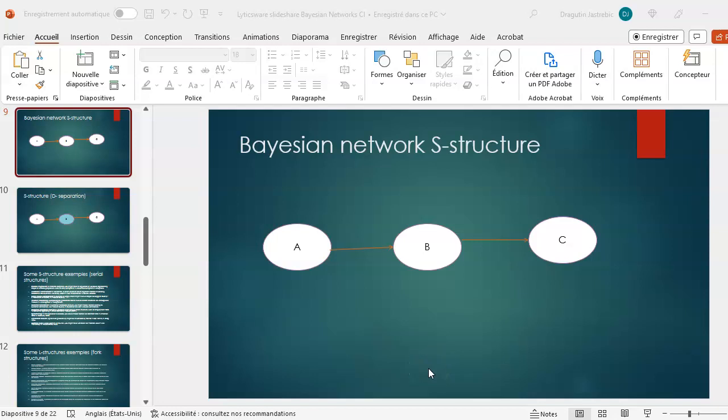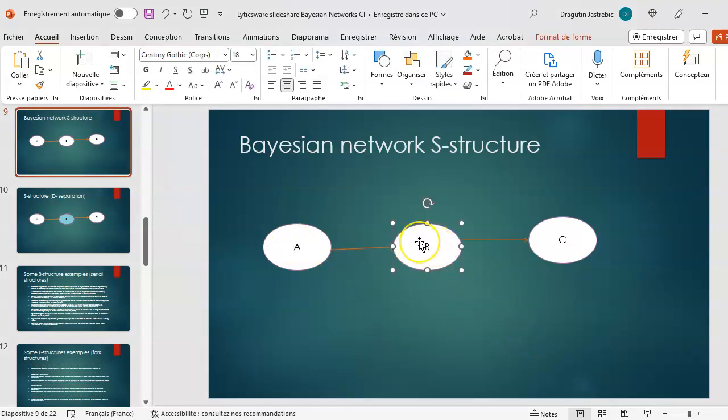Hello again. Let's talk again a little bit about the S structure, S meaning serial structure. This is the case where there is the event A that is influencing the event B, and that event B in its turn is influencing the event C.